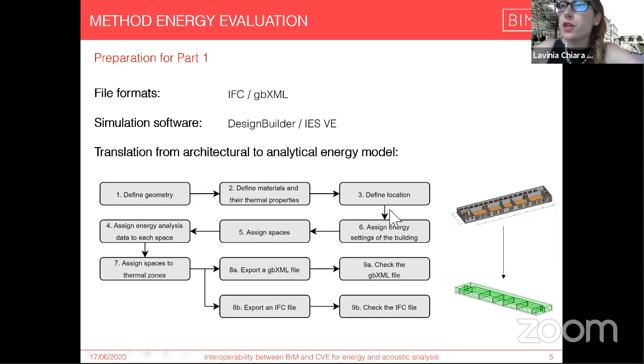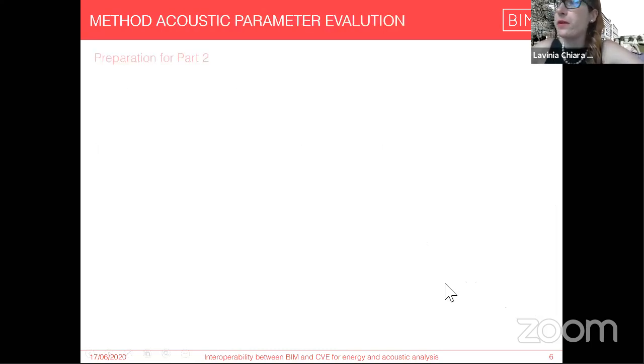And there is the definition of the location, the assignment of energy settings of the building to the spaces, and the analytical model that we created, starting from the architectural model to the analytical model, as you can see in the picture. And then we have the thermal zone, and when we have the thermal zone, we can export it as a GBXML file and check the process and the data that we can transfer, and we did the same with the IFC file.